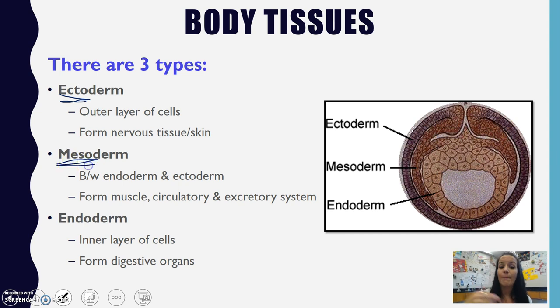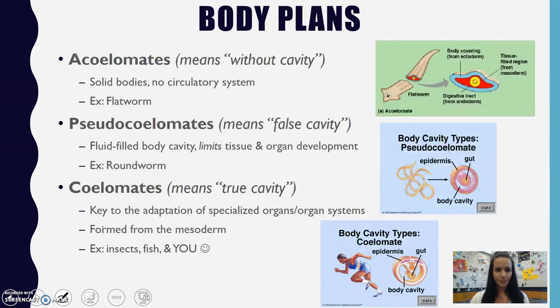Meso, think meso or middle. This is in between ecto and endoderm. This is muscle, circulatory, and excretory system. And then your endoderm, endo, in, is your inner layer of cells, and this is what forms your digestive organs.